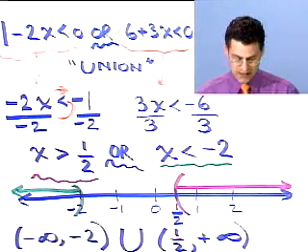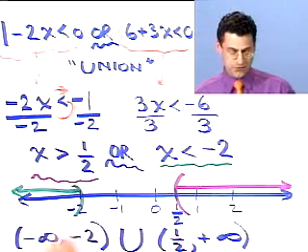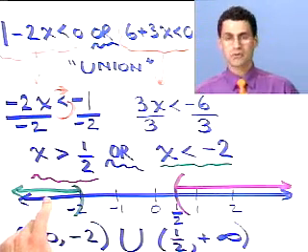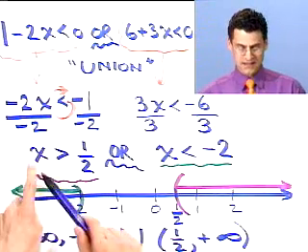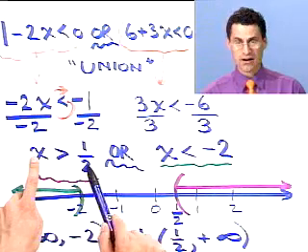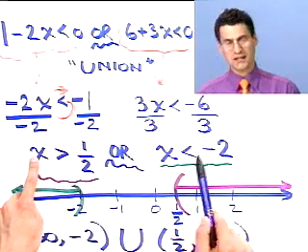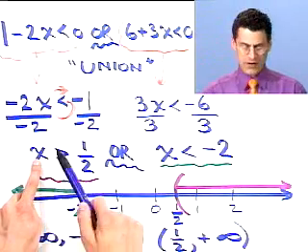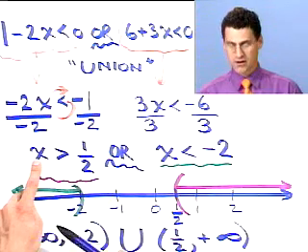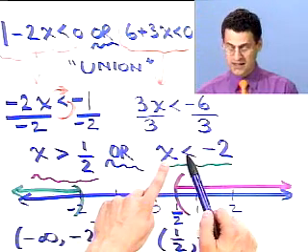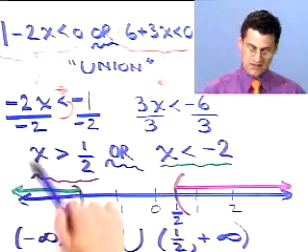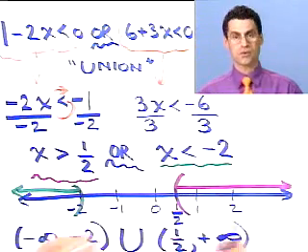For example, if you pick something like negative 3, is negative 3 in here? Well, let's see. I'm asking, is negative 3 greater than a half, or is negative 3 less than minus 2? Well, negative 3 is not greater than a half. That's wrong. But notice that negative 3 is less than negative 2. So in fact, this whole thing is okay, because at least one of them is satisfied.